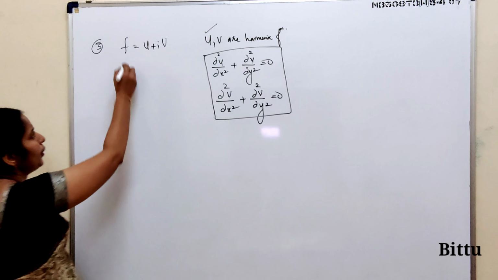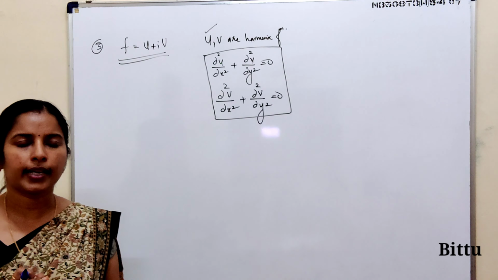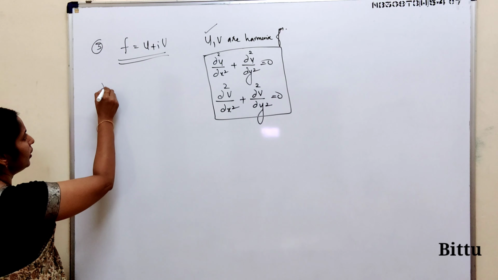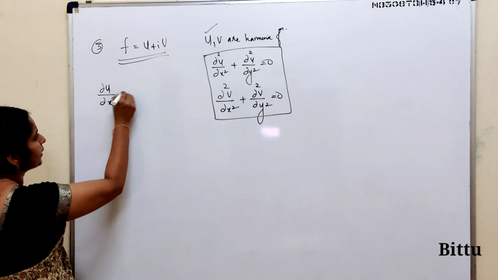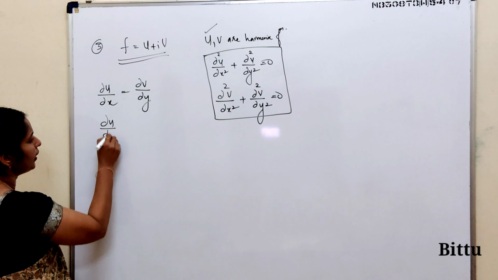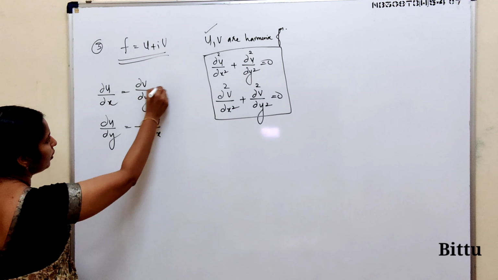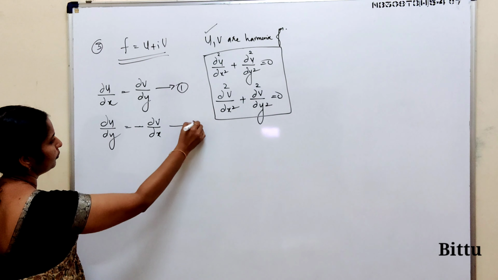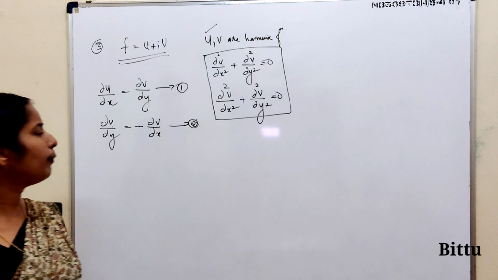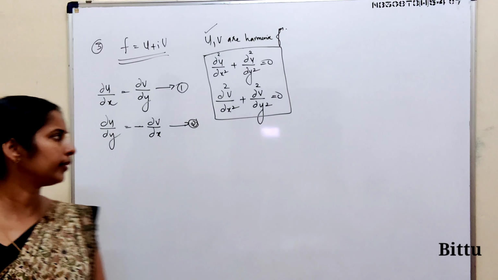Given f equal to u plus iv is analytic, so we can say u and v satisfy the Cauchy-Riemann equations. What are the Cauchy-Riemann equations? ∂u/∂x is equal to ∂v/∂y, and ∂u/∂y is minus ∂v/∂x. See, these are the Cauchy-Riemann equations. With the help of these two Cauchy-Riemann equations, we can prove u and v are harmonic.